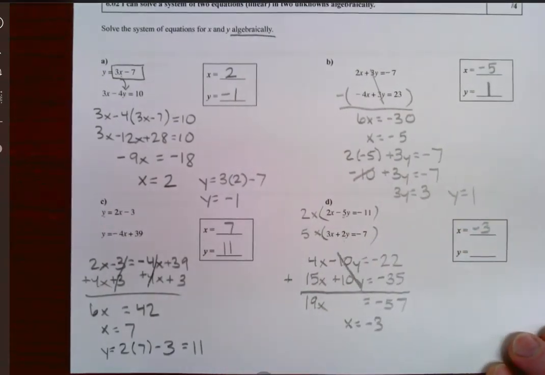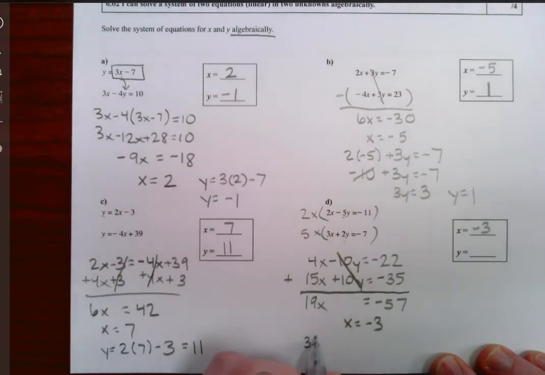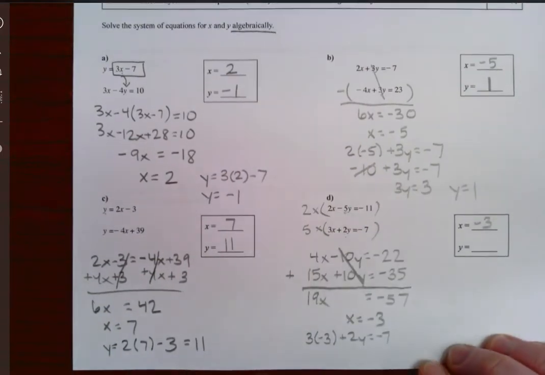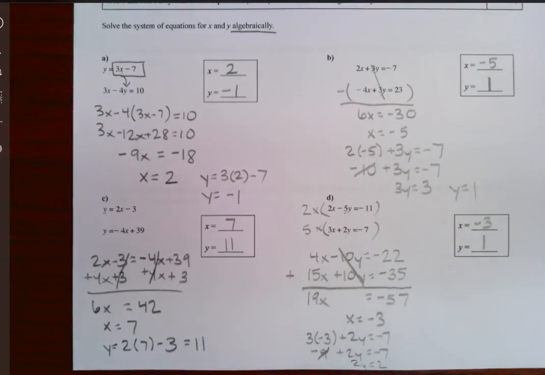And now we have to find y. And you can choose either one of these equations. I think I'll take the bottom one. 3 times negative 3 plus 2y is negative 7. Okay, if I add 9, I get 2. So I'm running out of room here, but I have 2y is equal to 2. So y is 1. I know that was fast. You can slow down the video if needed.